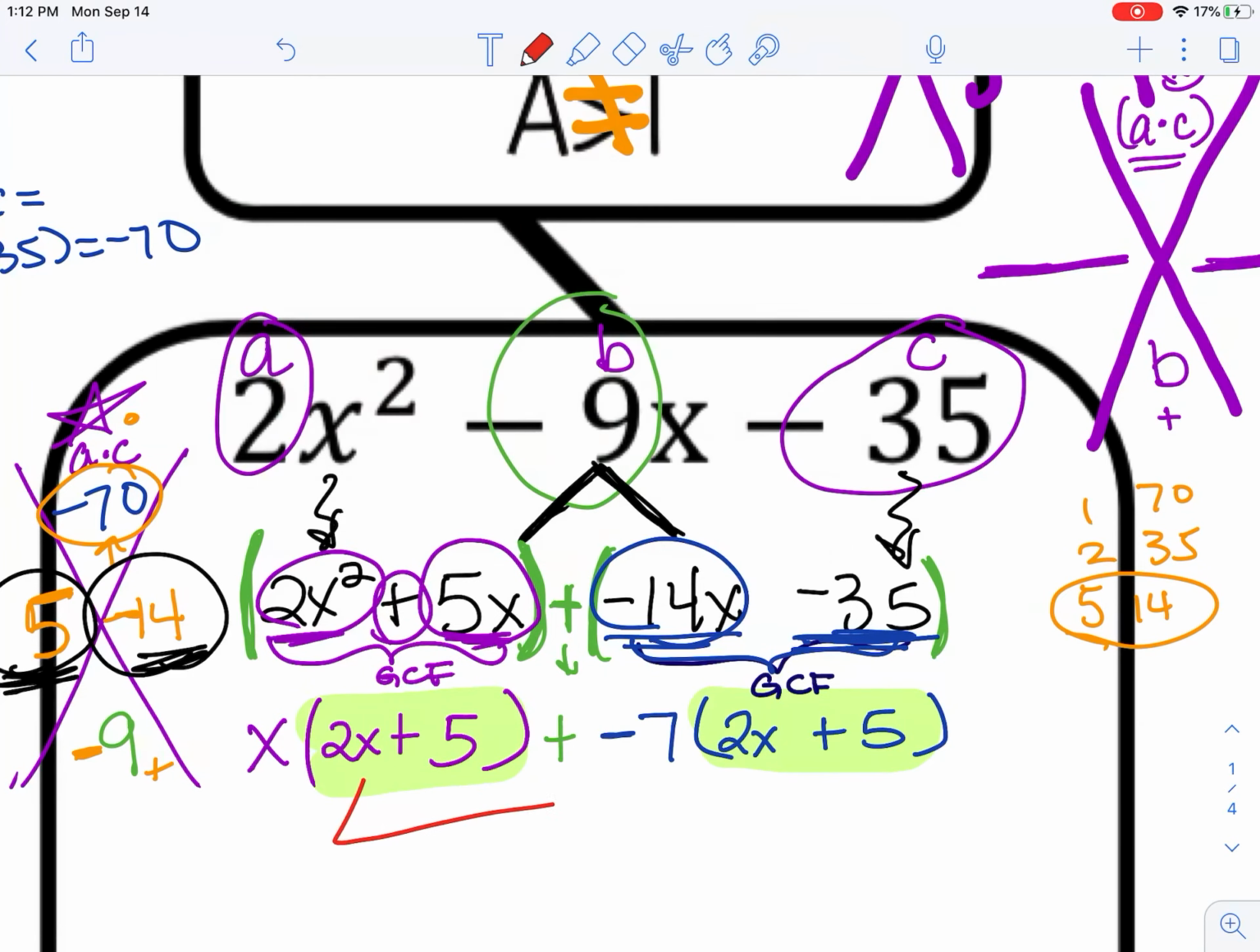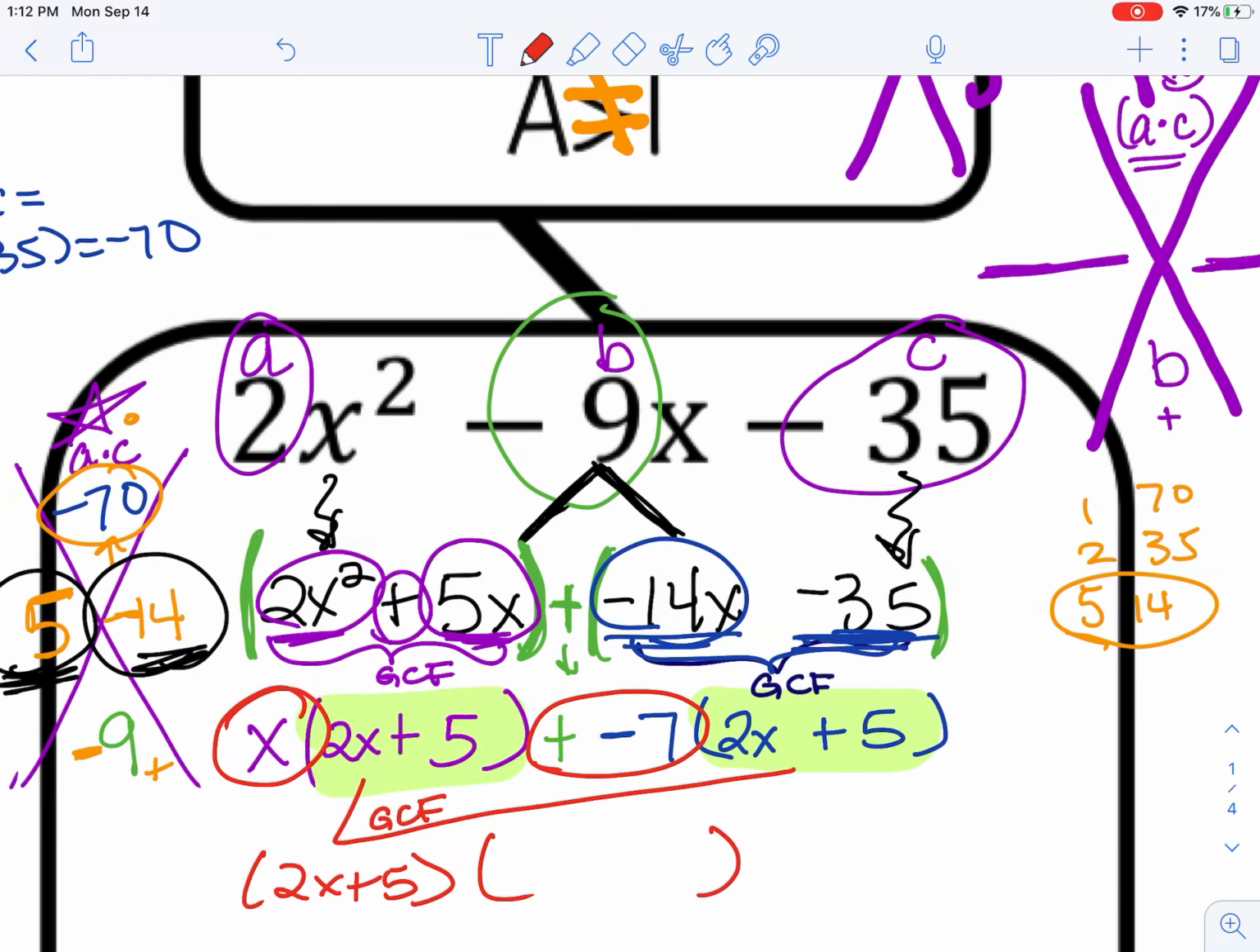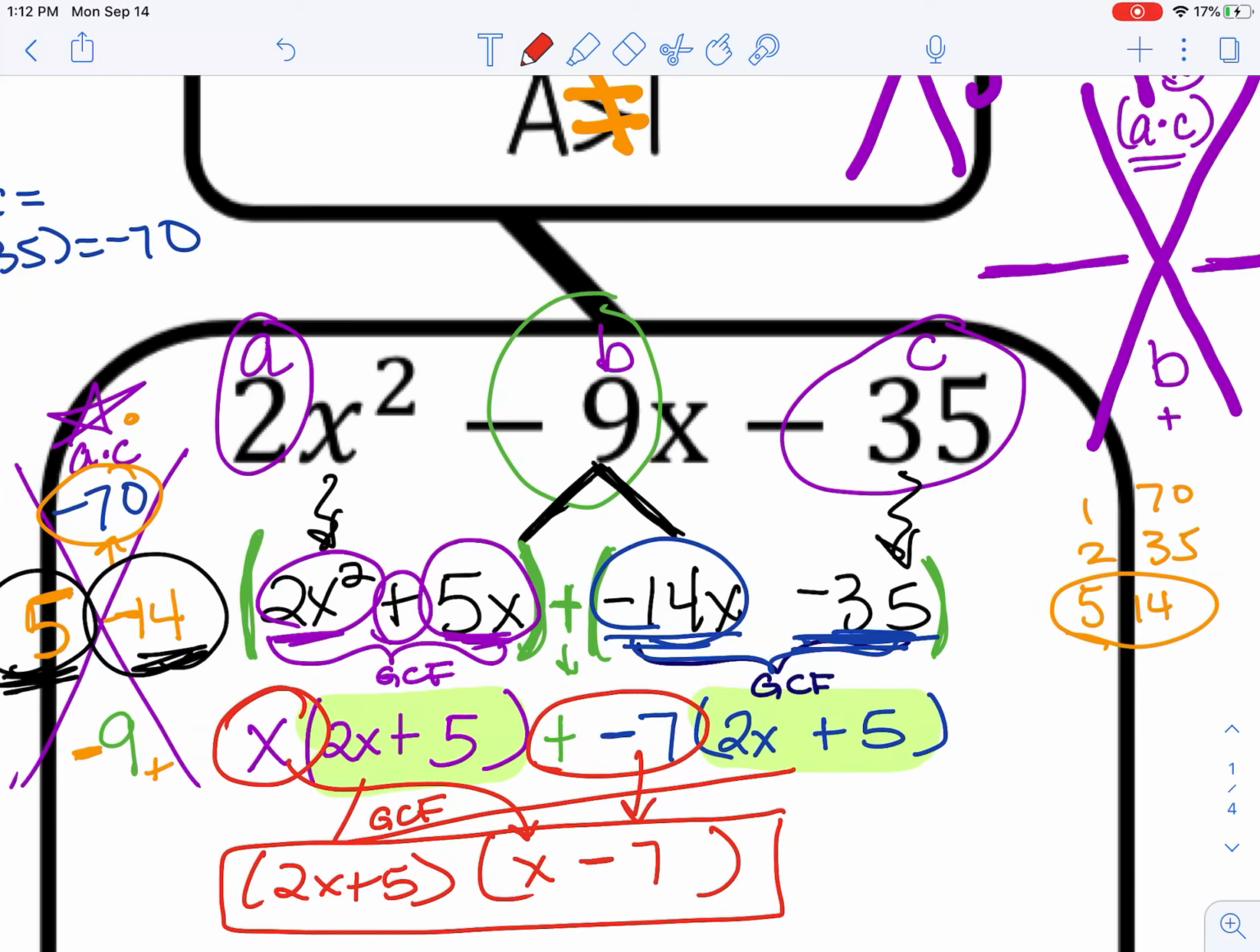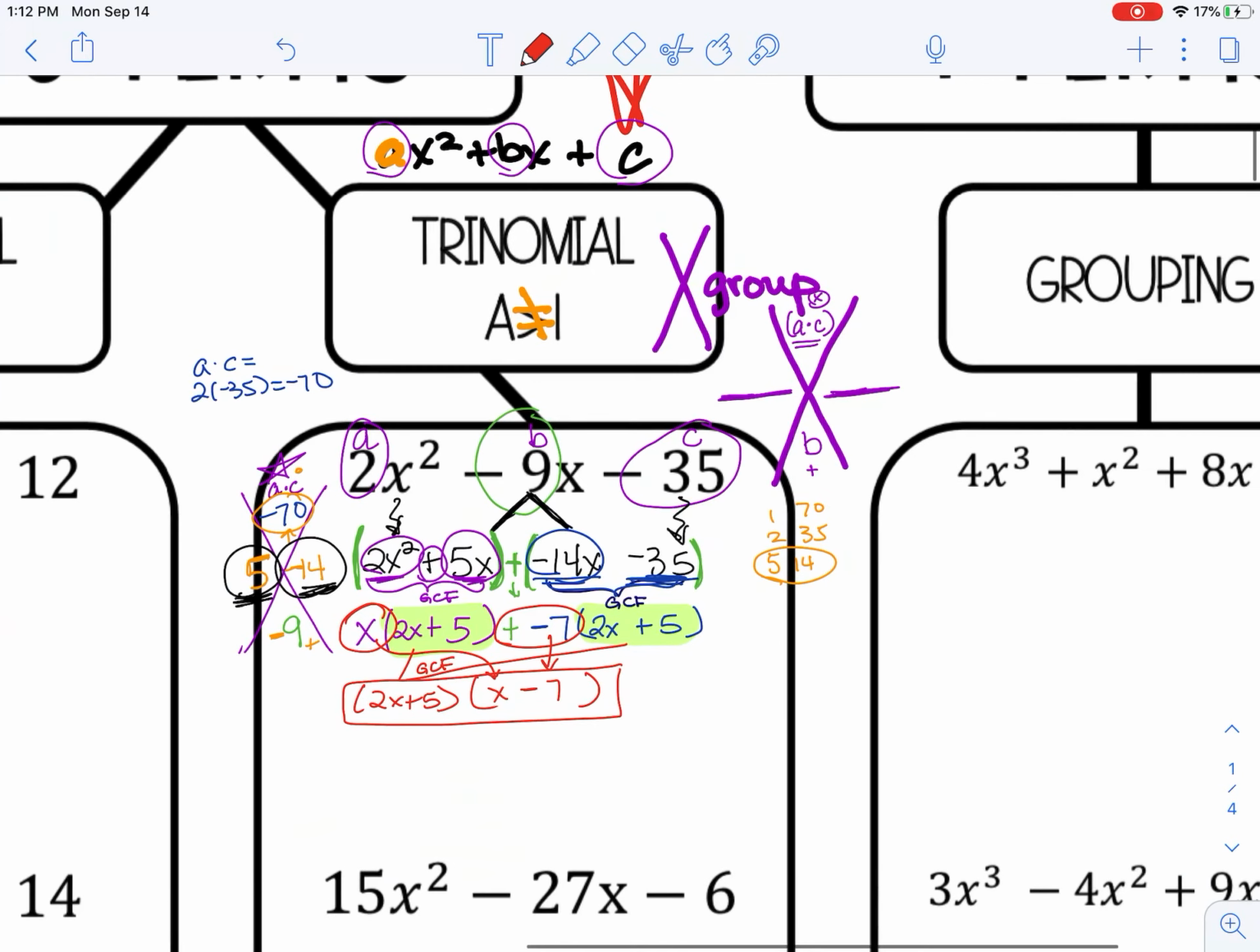So now that we have those 2 groups that are identical, we're going to take a GCF of them, and we're going to pull them out, okay? And then we're going to replace it with what's left. So inside here we go x, and then either plus a minus 7 or just a minus 7. And that is our factor for 3 terms where the a does not equal 1. That's called x grouping.